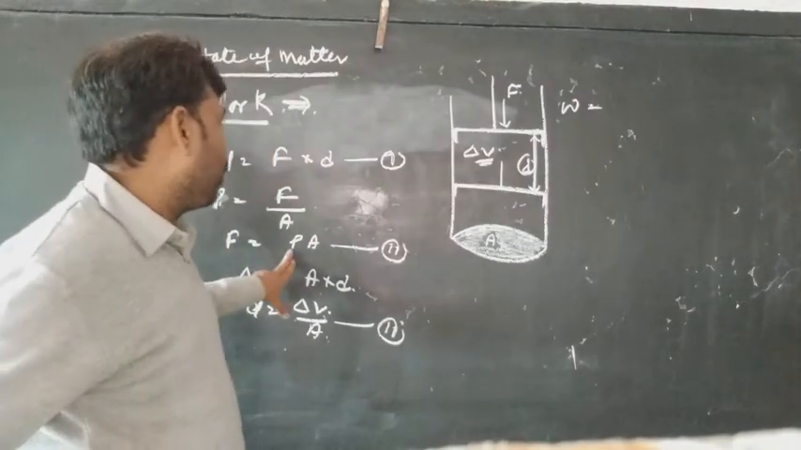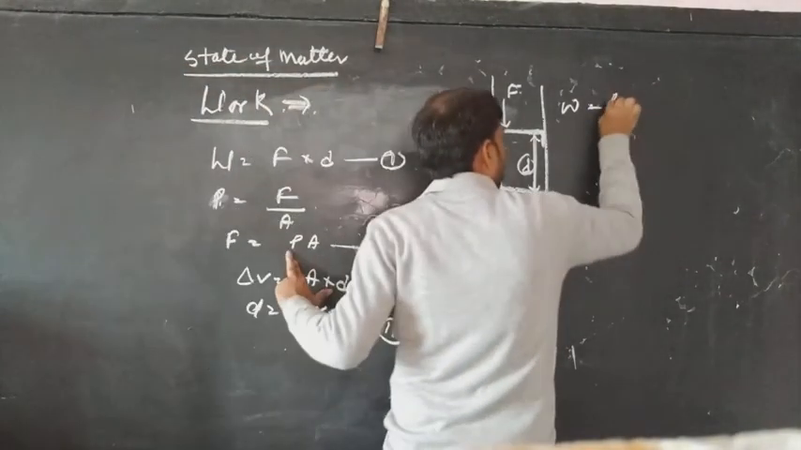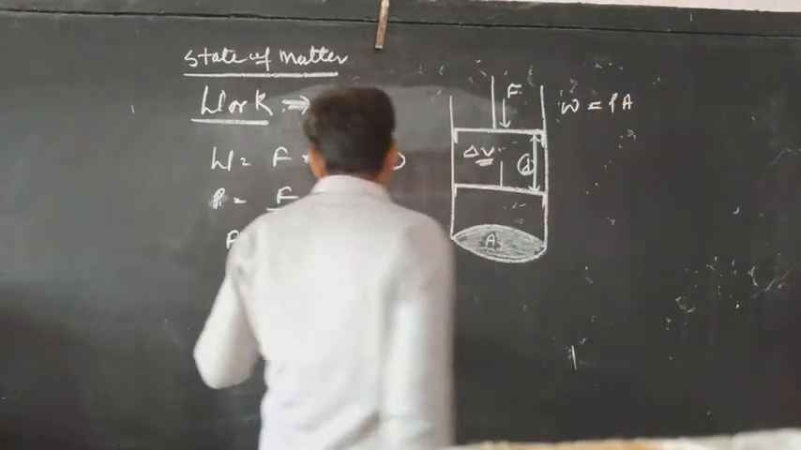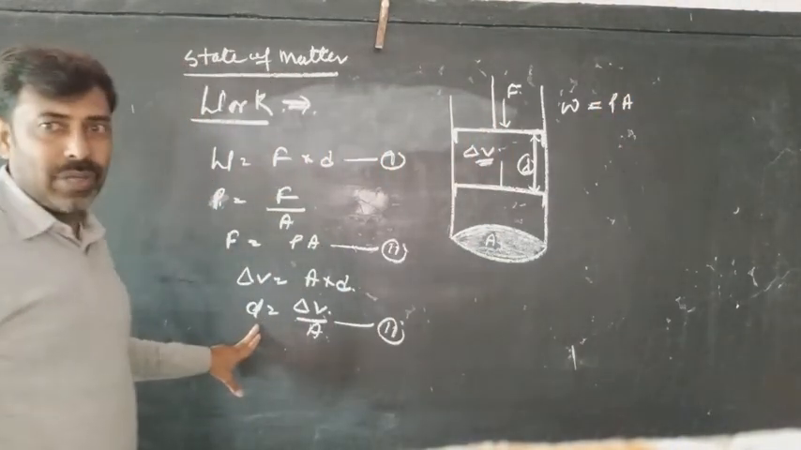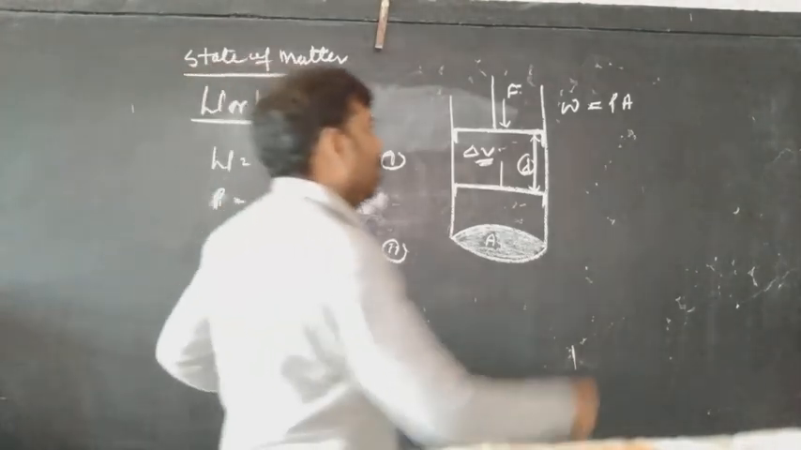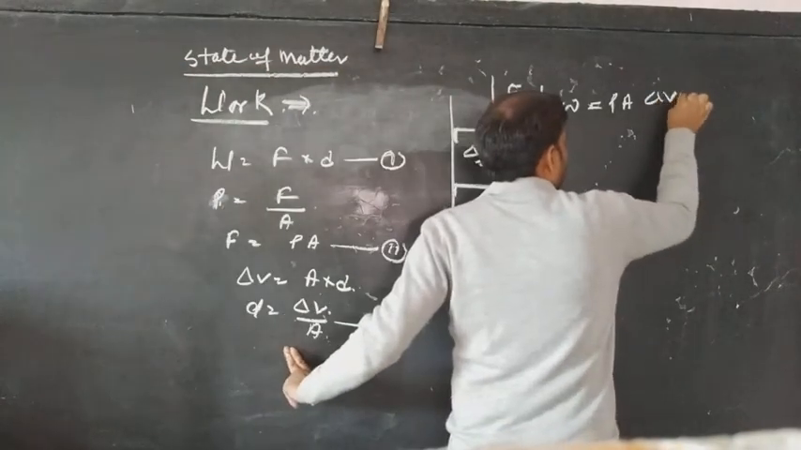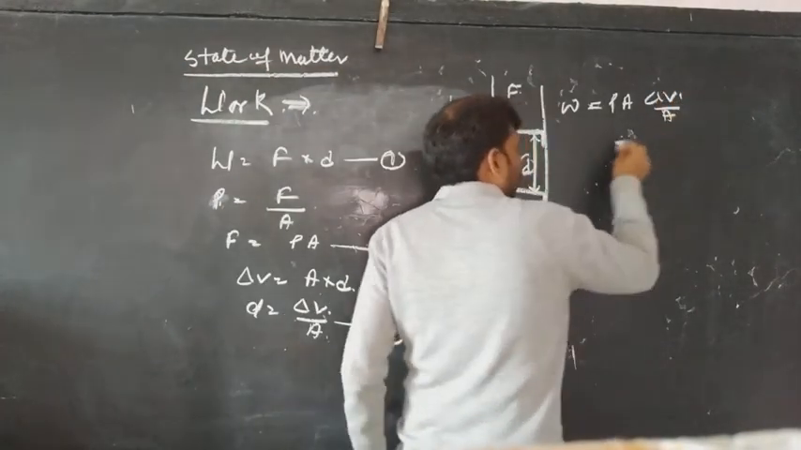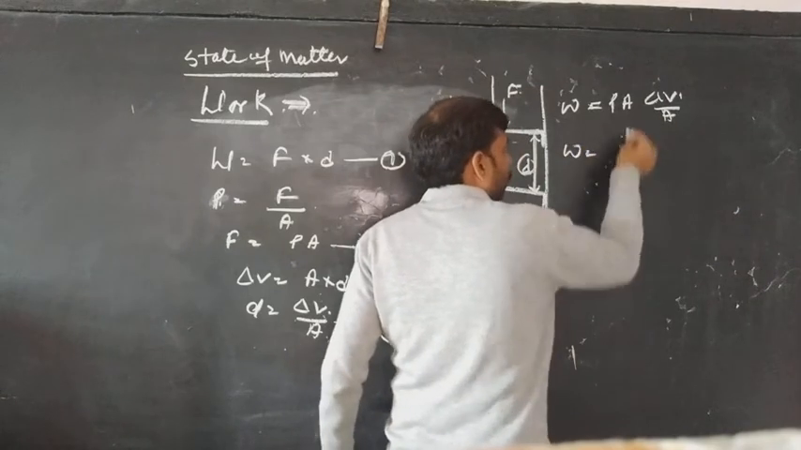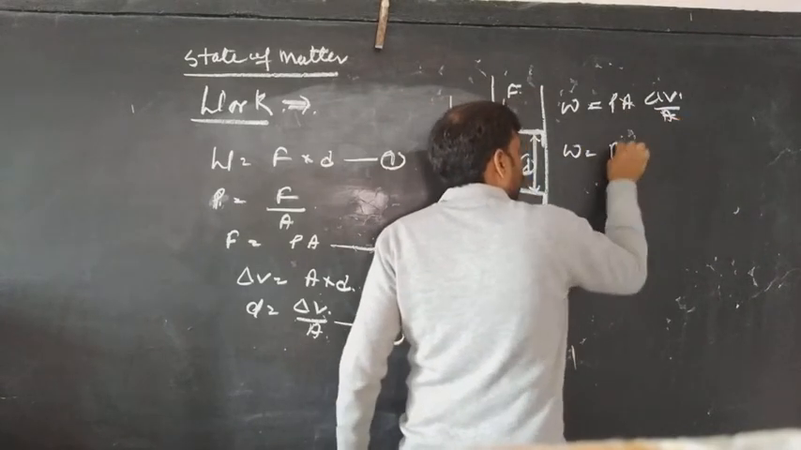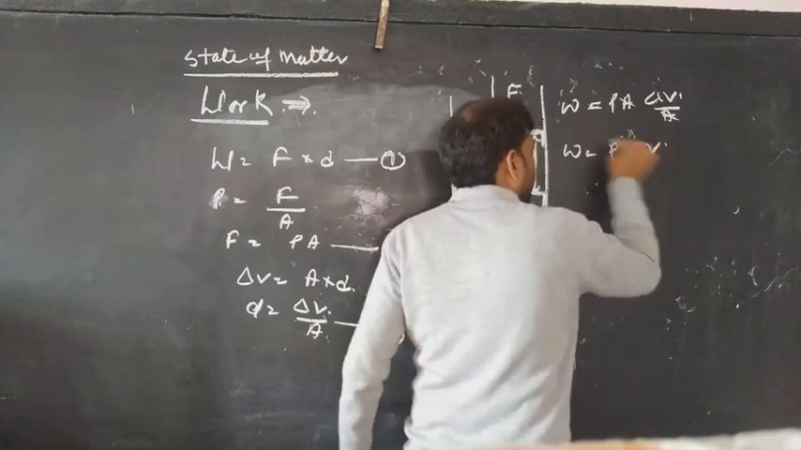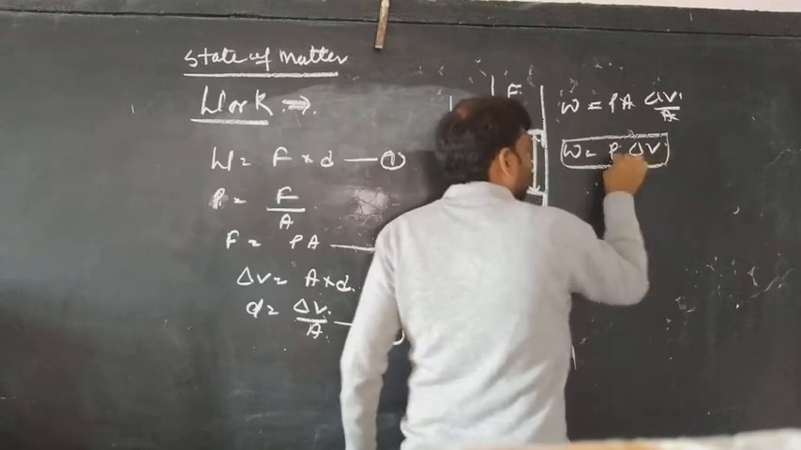तो F की वैल्यू यहाँ पे हमने रख दिया PA, और बचा क्या आपका D की वैल्यू, वो हो गया डेल्टा V बाई A. Now from this equation W equal to A is cancelled by A, so it will be P delta V. This is called the work.